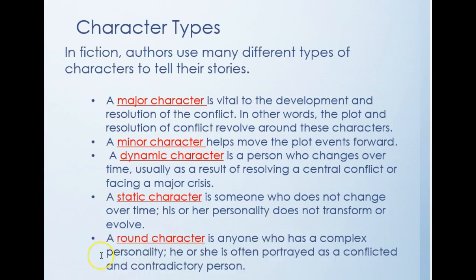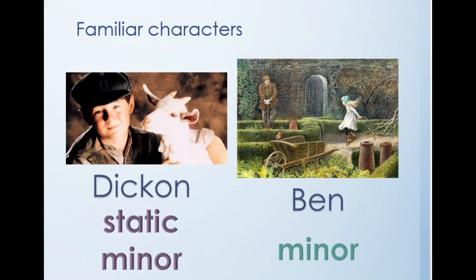And then the last one, this is like another option. Basically, you might have some characters that are just complex. They are often conflicted and contradictory, like they're a little bit hard maybe to understand. That's going to be your round character. Let's look at a few familiar characters from The Secret Garden.